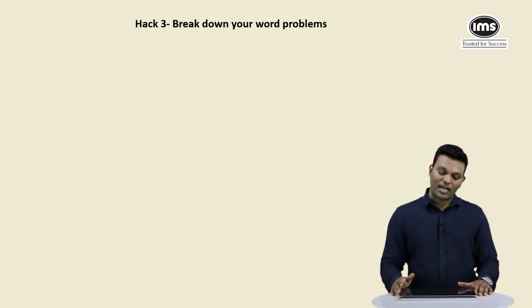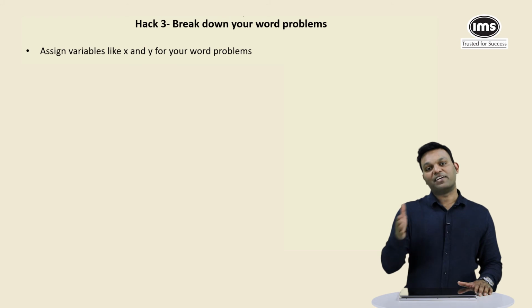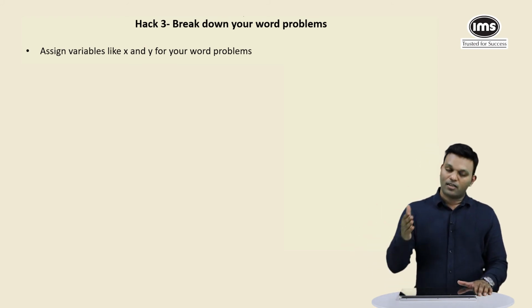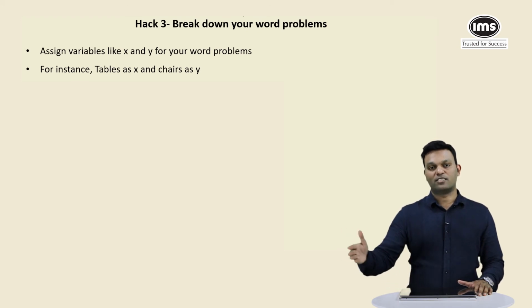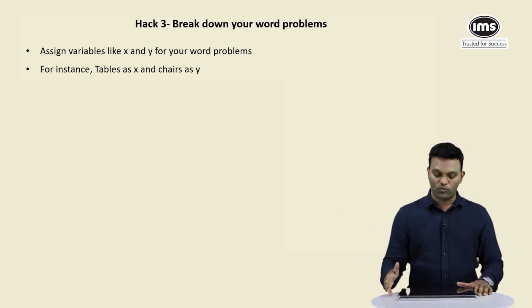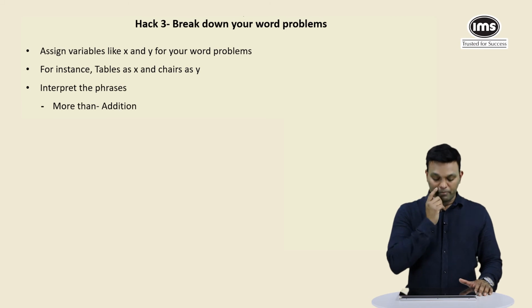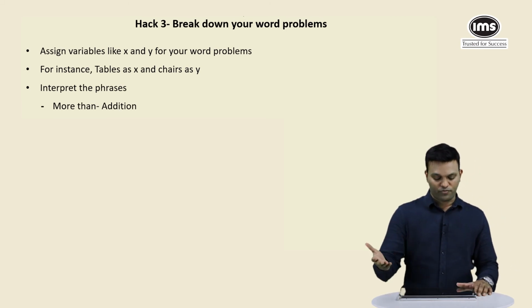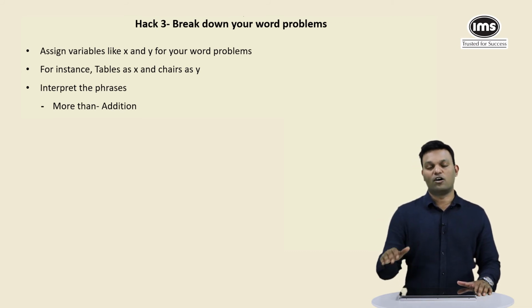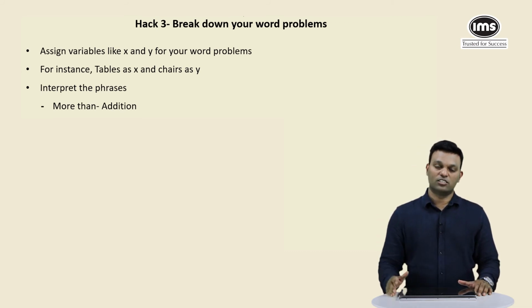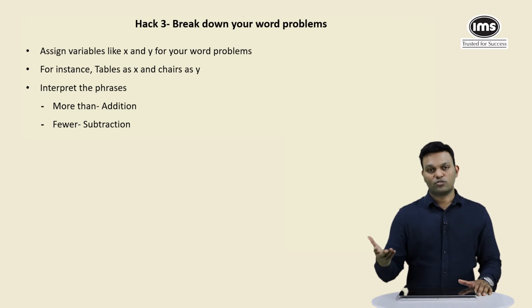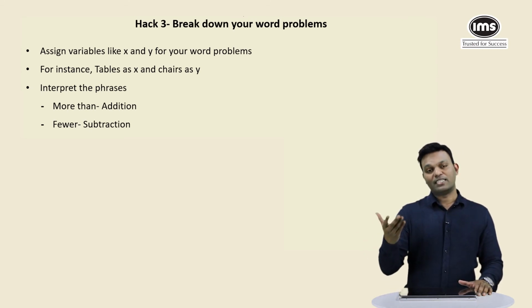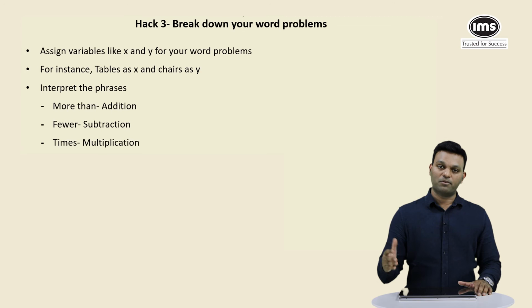The first thing that I would suggest to you is to assign variables like x and y to your particular word problem. Say for instance tables and chairs. So tables will be x and chairs will be y. And interpret the phrases. Say if they have given sum of, you use addition, or more than, you use addition. Fewer, you use subtraction. Similarly, when they say times, you use multiplication.